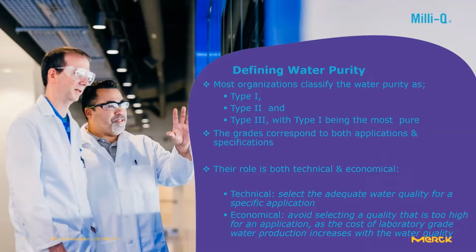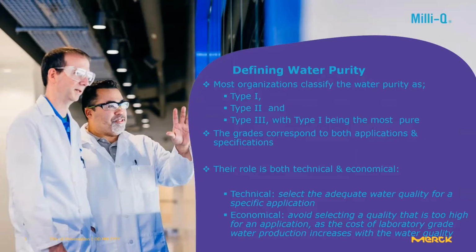When it comes to this classification, they normally talk to two main points. The technical part is where you need to adapt the quality of the water to the application. So if you're performing HPLC experiments, you need HPLC grade water, so you need a water purification system that's able to produce HPLC grade water. That's the technical part of the classification of water.